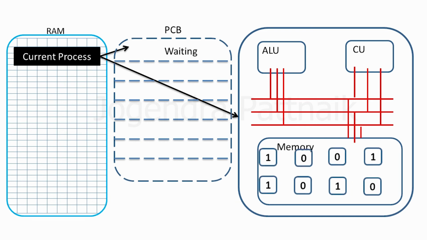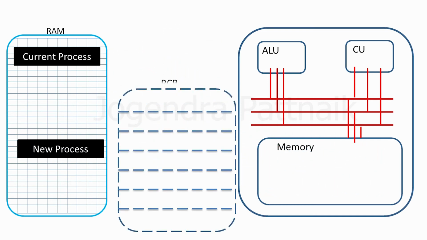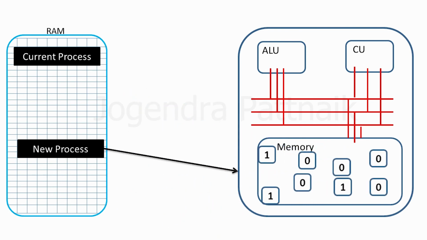This task of state save and state restore is known as context switch, which must be done each time a processor switches from one process to another. The speed of context switch varies from machine to machine depending on the speed of memory.